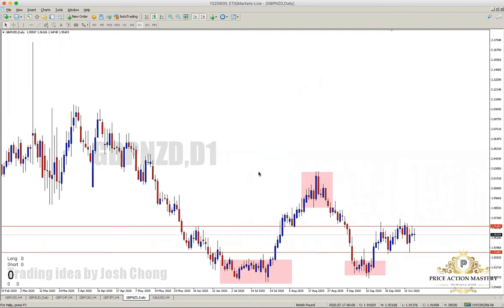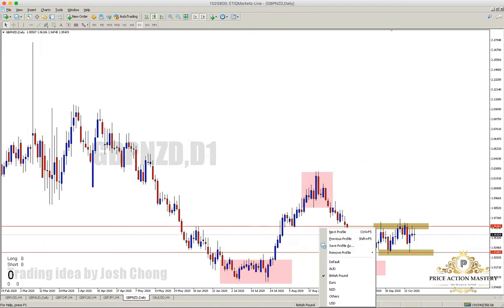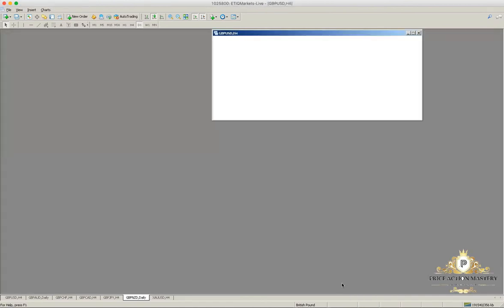And then this is GBPNZD. Most of the pairs that we have seen so far are in a range market situation. It's mostly in the range. So basically the market will just be ranging between these two lines. It will take some time for it to range over this area. And then next will be Euro.